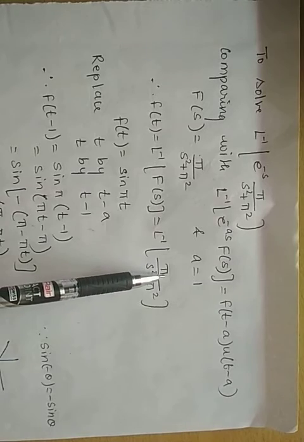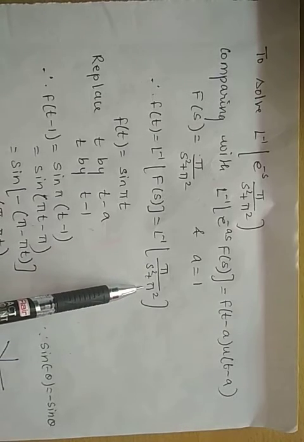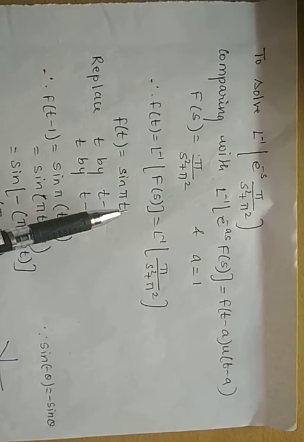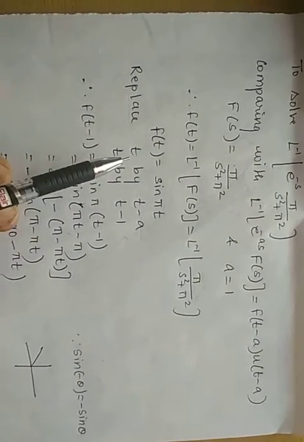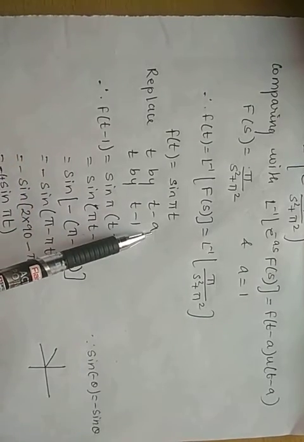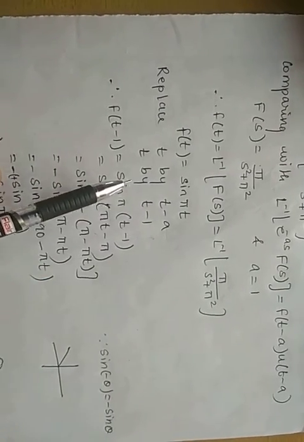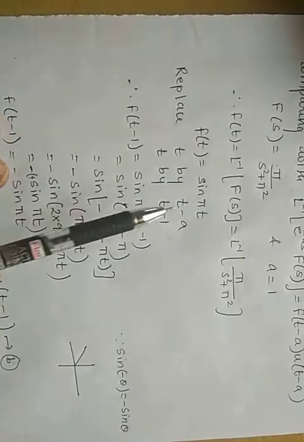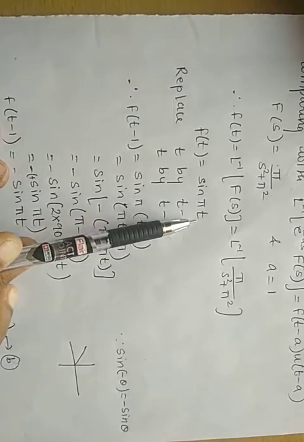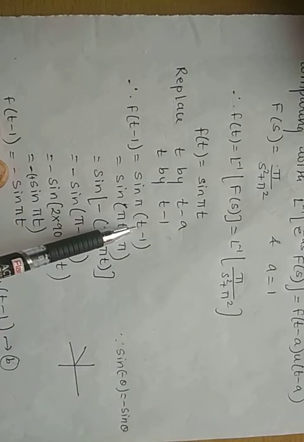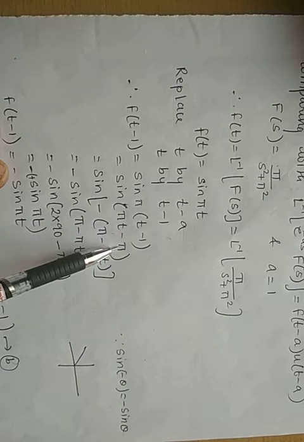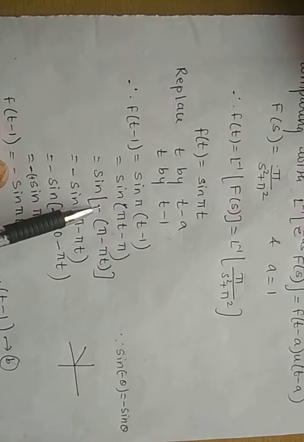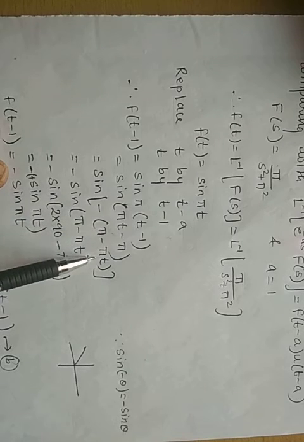If you observe, this is of the form a upon s square plus a square. Whose Laplace inverse is it? It is sin pi t. Once we get f of t, replace t by t minus a. How much is your a? 1. So wherever t is there, replace it by t minus 1. So f of t minus 1 is equal to sin of pi into t minus 1. Multiply pi inside, so sin of pi t minus pi. I'll write first pi and then pi t, so I'll take the negative sign common: pi minus pi t.